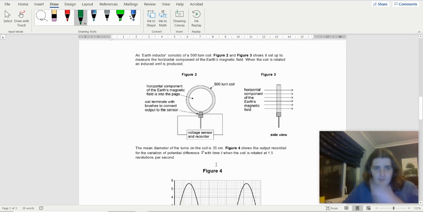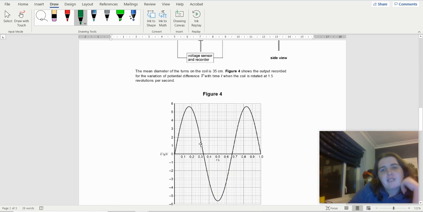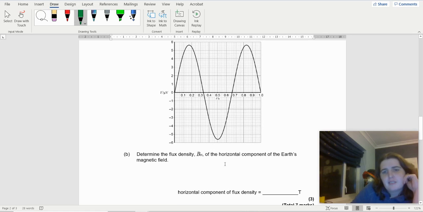Okay, so an earth inductor consists of a 500 turn coil in figures 2 and 3, and is set to measure the horizontal component of the Earth's magnetic field. When the coil is rotated, now this is important, the word rotated, an EMF is induced. The mean diameter is 35 centimeters. Figure 3 shows the output here. It's asking here, determine the flux density of here.